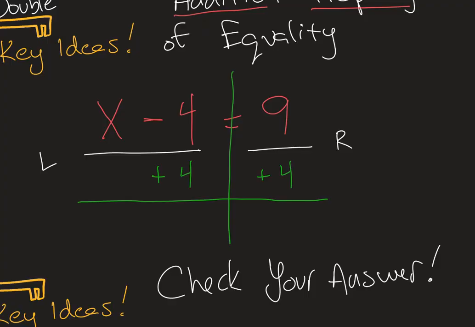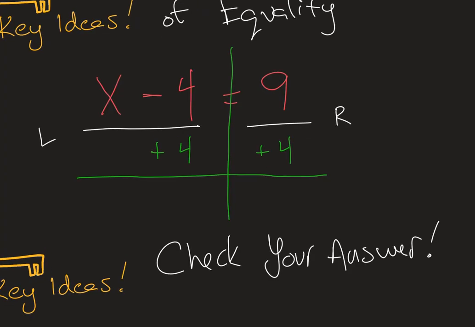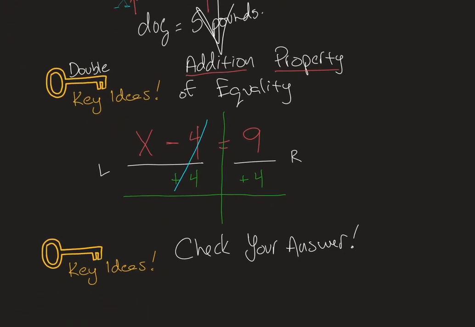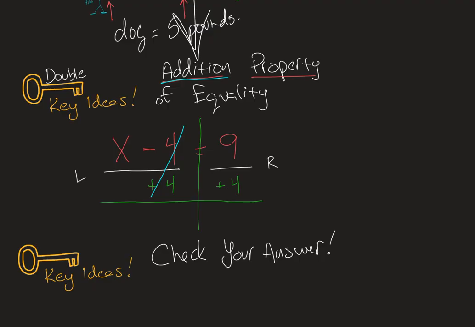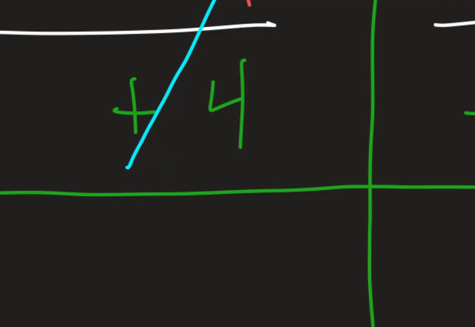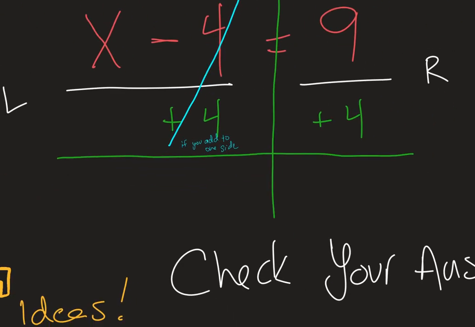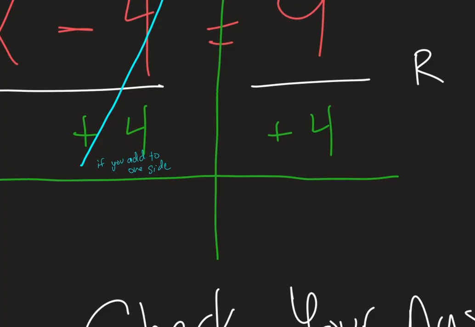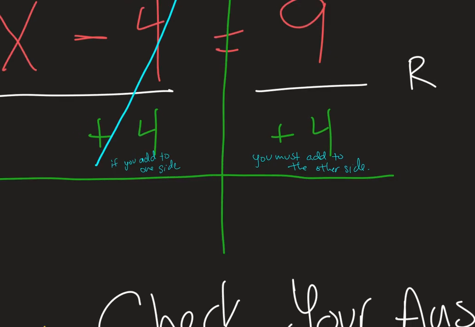So anyway, we could also think of it with emotions and stuff, as we've been doing, right? So right here, we're going to add 4 to both sides. What's -4 plus 4? It cancels out. And the idea behind the addition property of equality is, I'm adding 4 to this side. If you add to one side, you must add to the other side. So if you add to one side, you must add to the other.